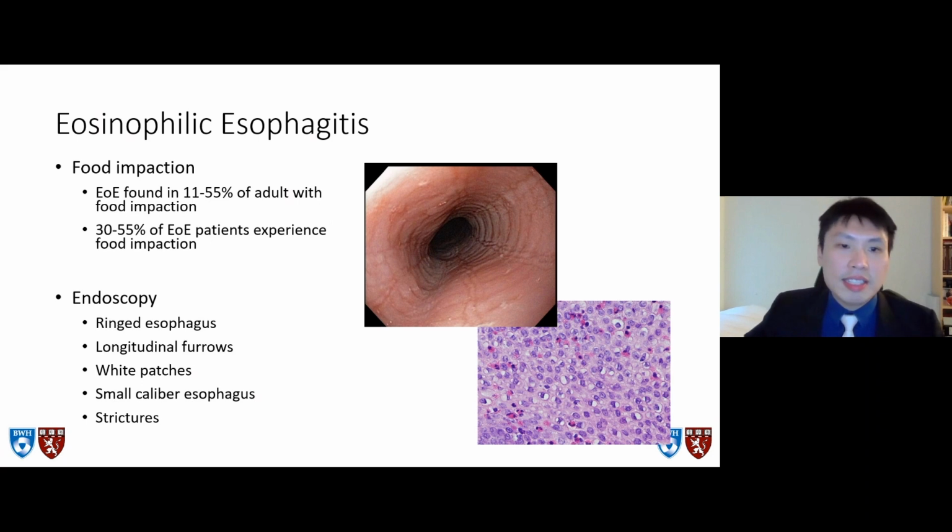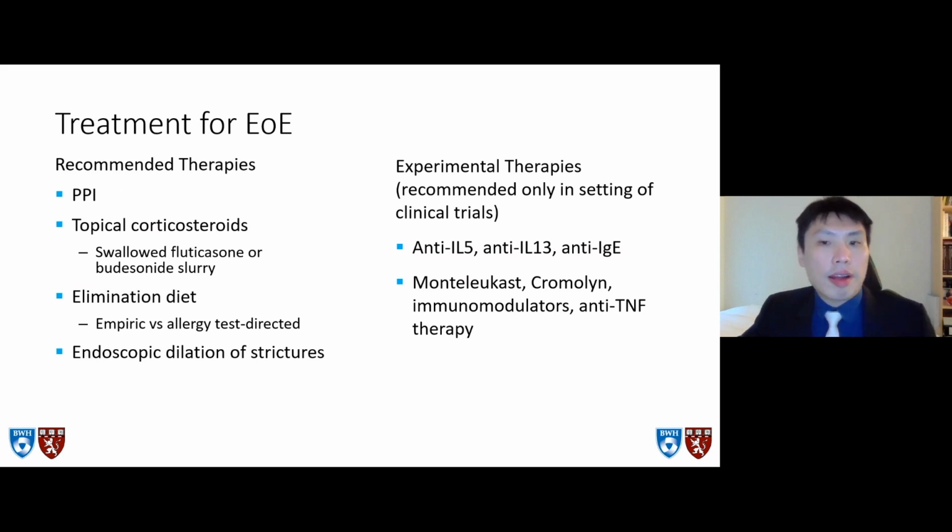On endoscopy, you can see signs of a ringed esophagus, as shown here, with longitudinal furrows going down. Sometimes you can see white patches and maybe a small caliber esophagus or even strictures. There are several main treatments that are proven and recommended for EOE: proton pump inhibitors, topical steroid therapy, including swallowed fluticasone or budesonide slurry, an elimination diet, either empirically or based on allergy testing, and also endoscopic dilation of any strictures that are found.